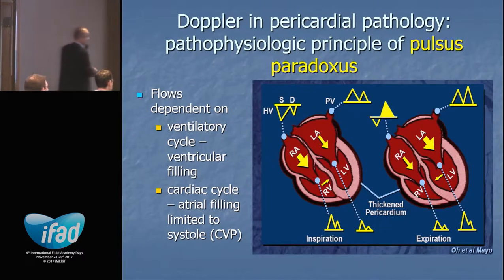So once again, the pathophysiology principle of pulsus paradoxus is influenced by the ventilatory cycle and the interaction of the circulation and ventilation. With every inspiration, you get an increased flow through the right heart and movement of the interventricular septum towards the left, if it's really vigorous, and particularly in constrictive pericarditis. And with every expiration, you get an increased flow through the left heart and reduced flows through the right heart.